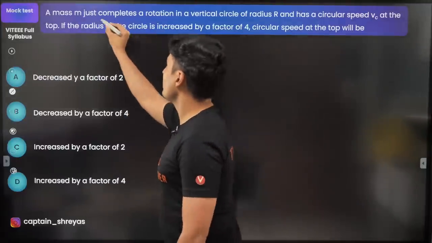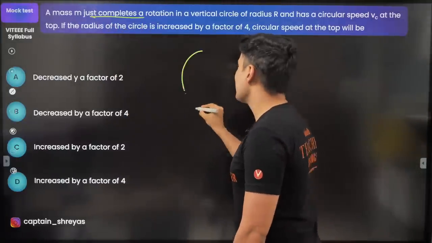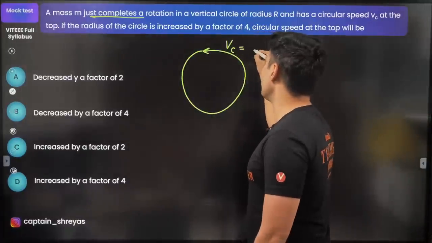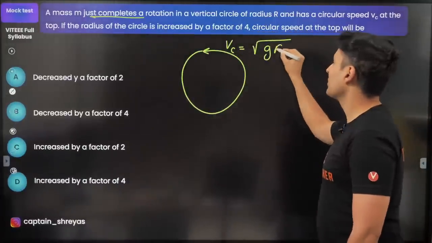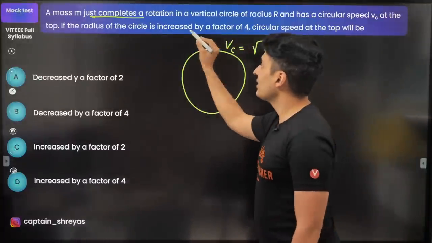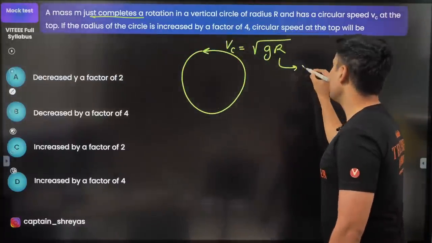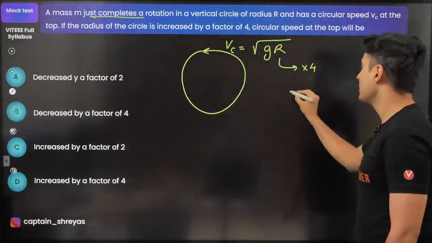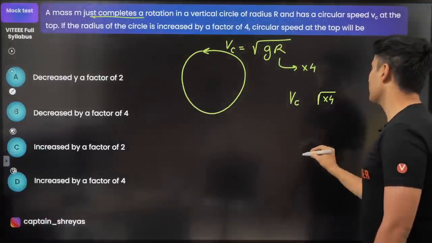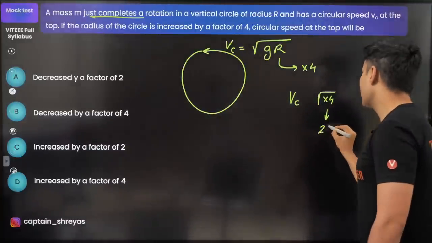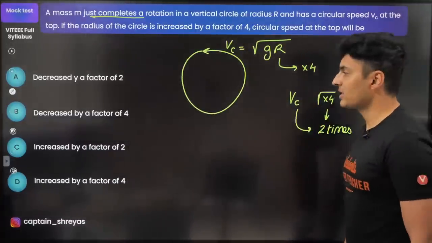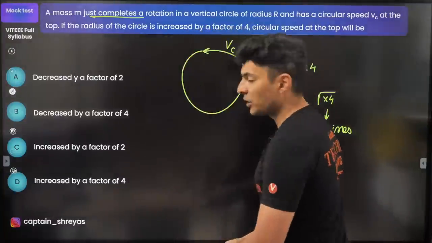So what do you guys think about it? If it is just able to complete the vertical circular motion, then at the topmost point, the velocity will be given by root of gr for it to complete the circular motion. Now, if the radius of the circle increases 4 times, then the velocity will increase root of 4 times. Root of 4 is basically 2 times. So the velocity will increase 2 times. Increased by a factor of 2.